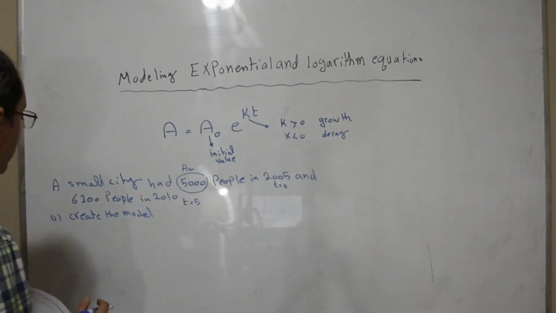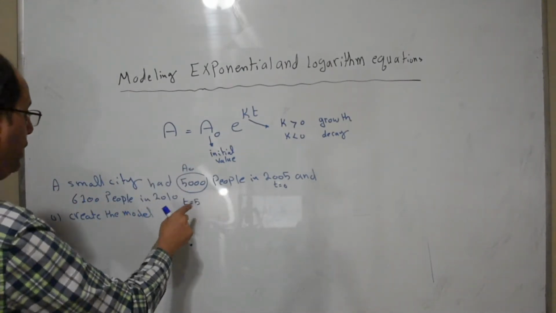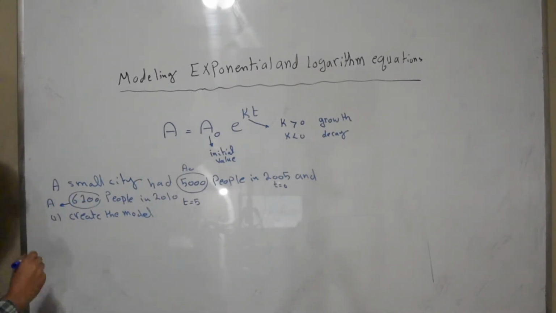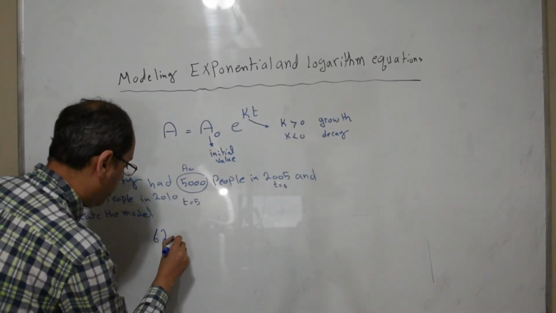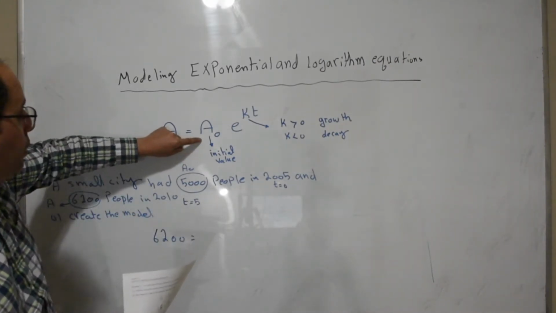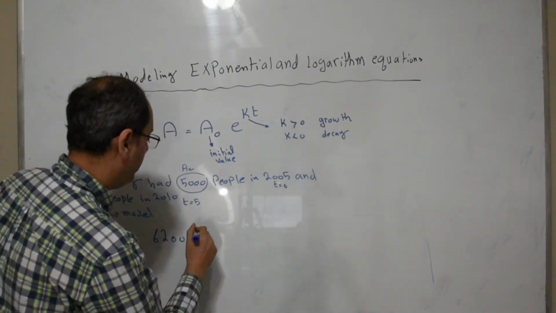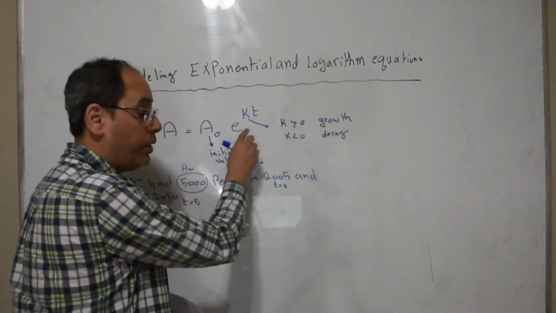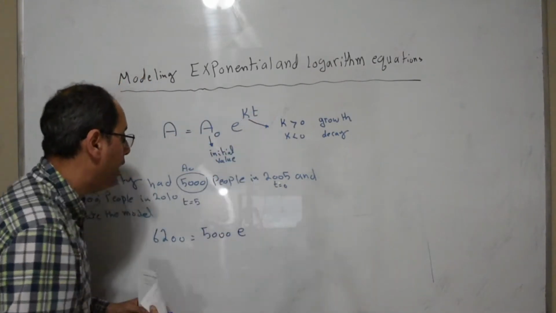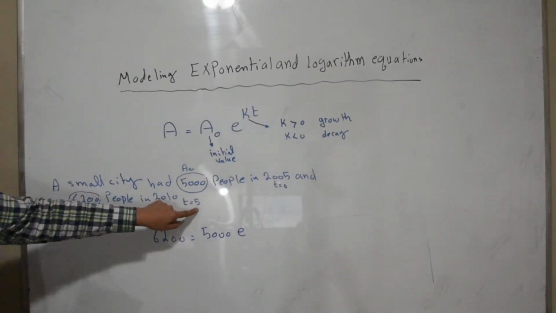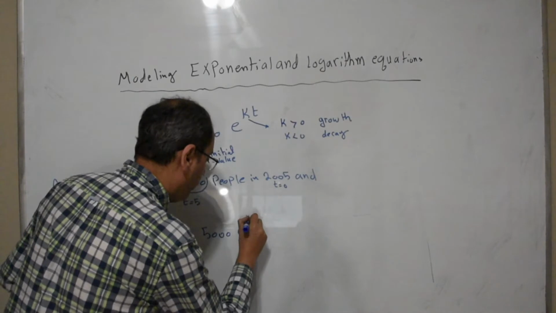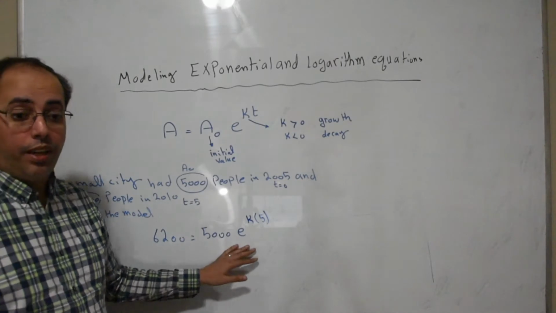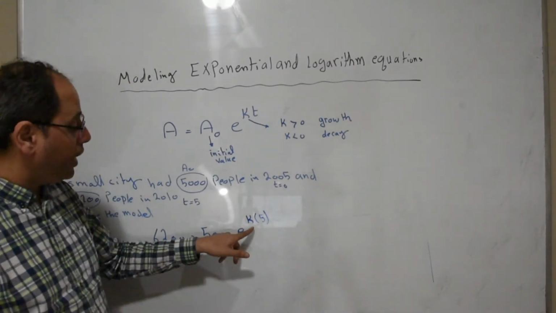Okay, so let's use that model to get K. So I have A, 6,200, equals A naught. Where is A naught? Here it is, 5,000, times e. Do I know K? No. Do I know T? Yes, because it's in 2010, so T is 5. So K times 5. That looks like a familiar problem that we worked on last time. So we need to find K.